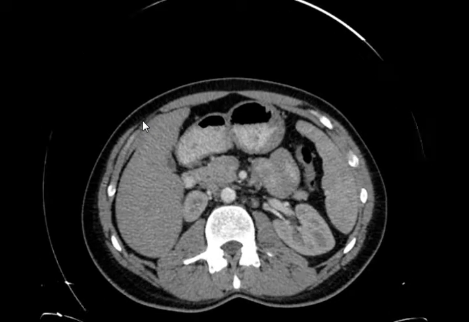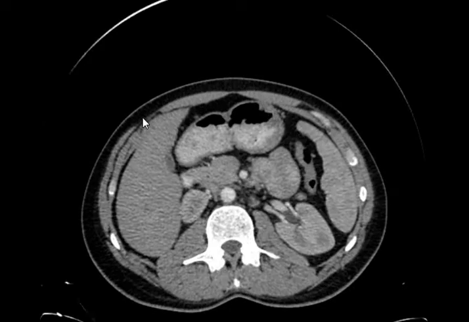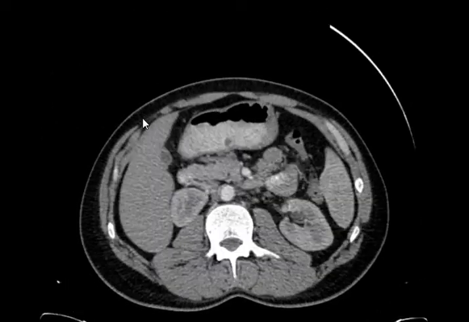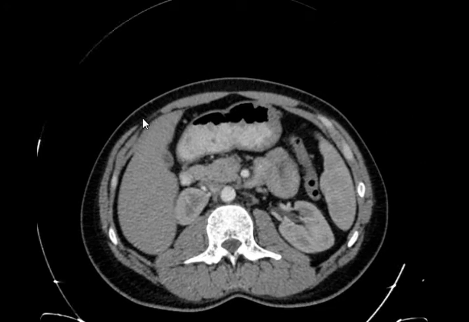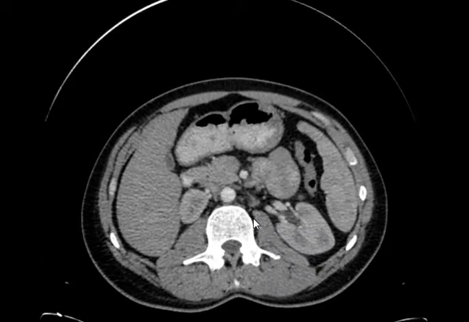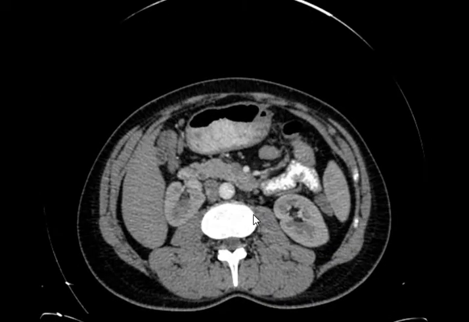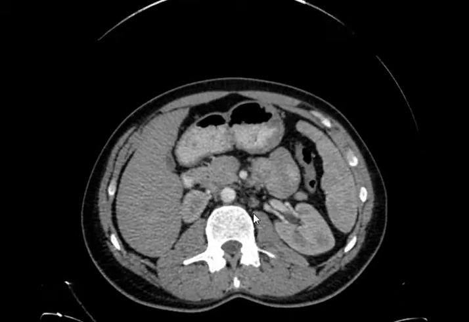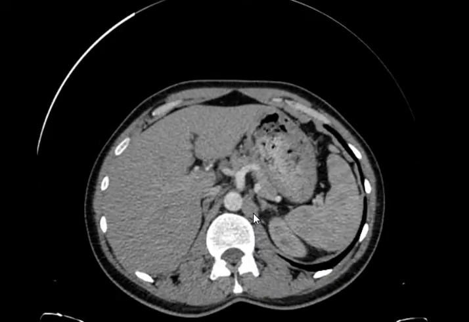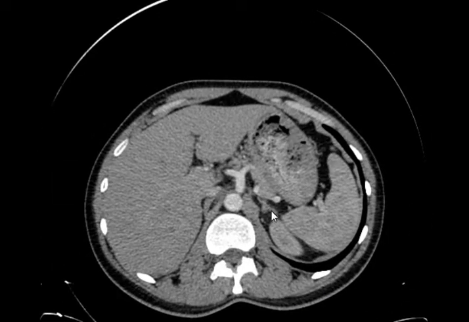Ultrasound was normal, by the way, for this case. Adrenal normal. Where is the adrenal? Left. Point to it with the mouse. This is the adrenal. The adrenal is above the kidney, not below the kidney. This is the adrenal. Good.